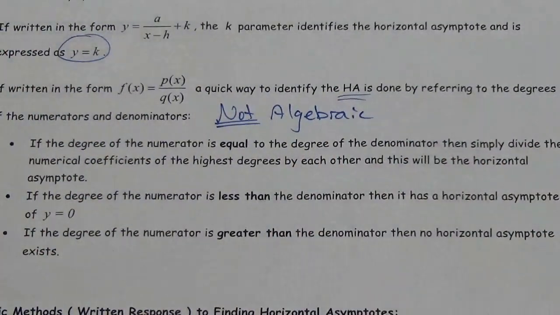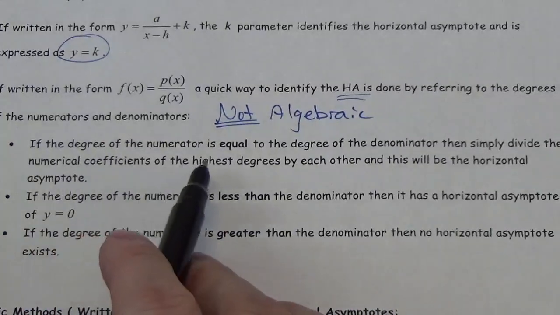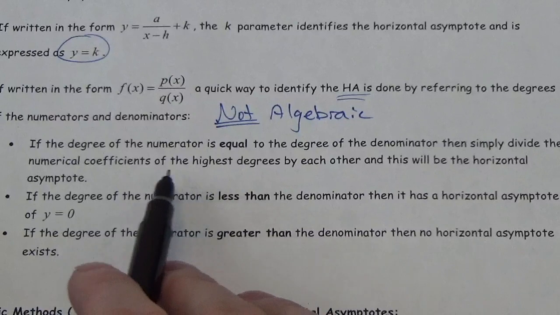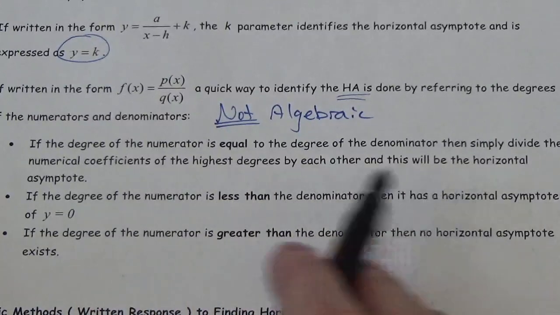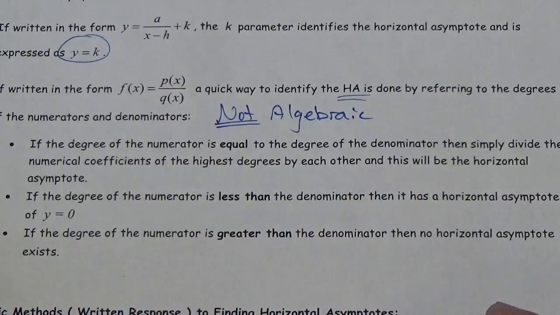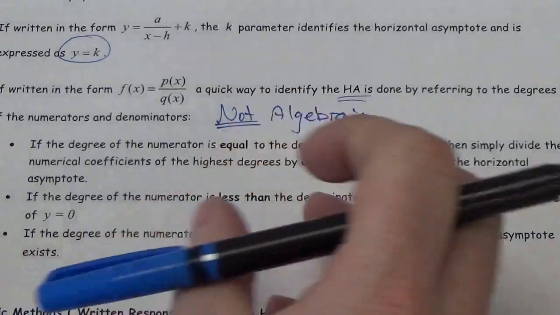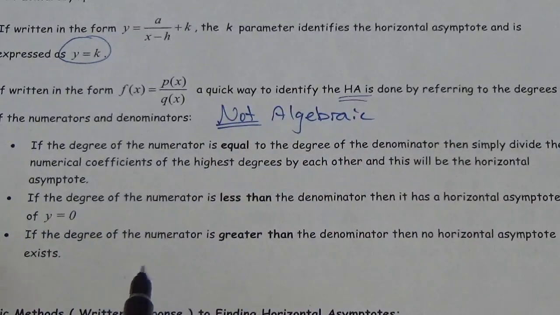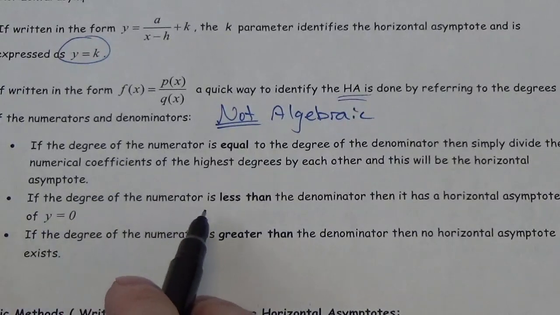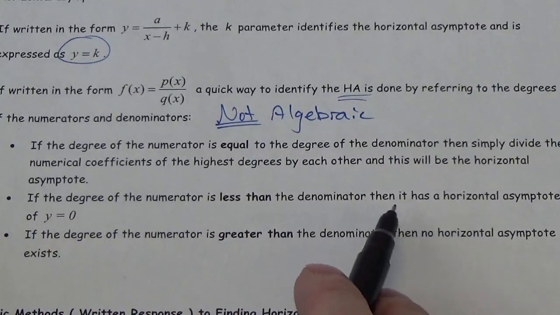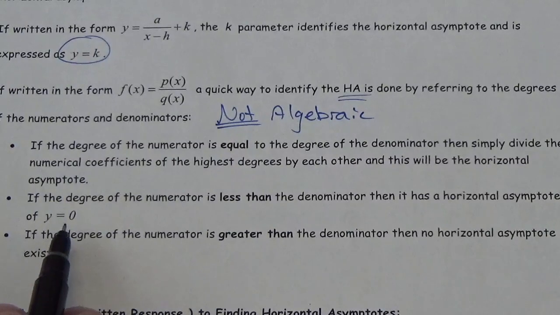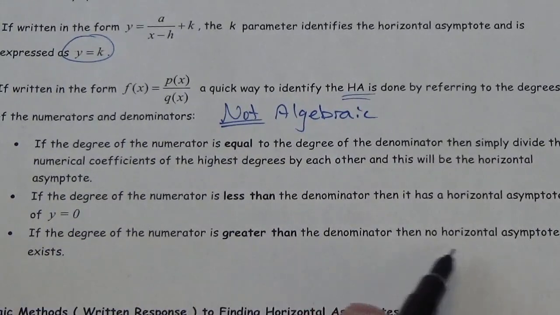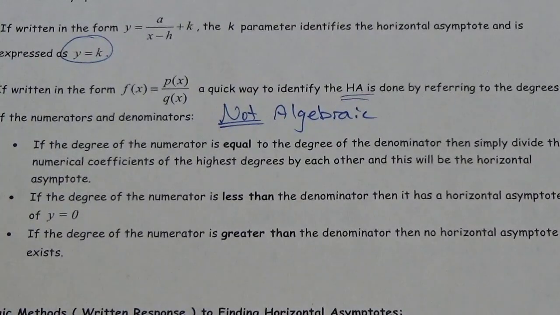So now, here's the rule. If the degree of the numerator is equal to the degree of the denominator, then simply divide the numerical coefficients of the highest degrees by each other, and this will be the horizontal asymptote. Which is probably a whole bunch of blah, blah, blah. It doesn't make sense. I'll explain this in a second. I'm just going to read these out. If the degree of the numerator is less than the denominator, then it has a horizontal asymptote of y equals 0. And if the degree of the numerator is greater, then there is no horizontal asymptote.